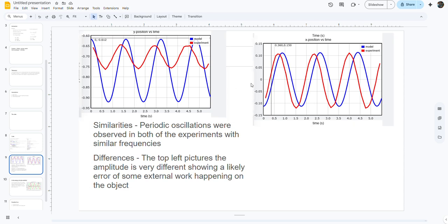Here are the position graphs, X and Y position graphs with respect to time. And so the similarities: periodic oscillations were observed in both experiments with similar frequencies. Differences you can see on the left right here. The red line was very different. The amplitude was a lot shorter, and that could be due to error of some external work happening on the object, or just error of the way I put or tracked it in the tracker.